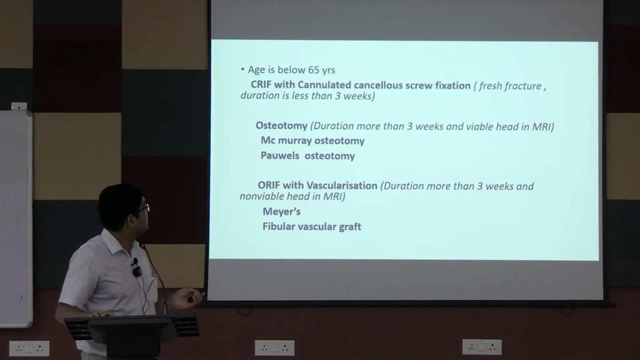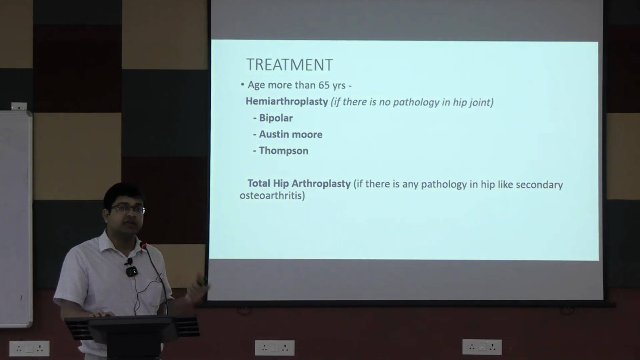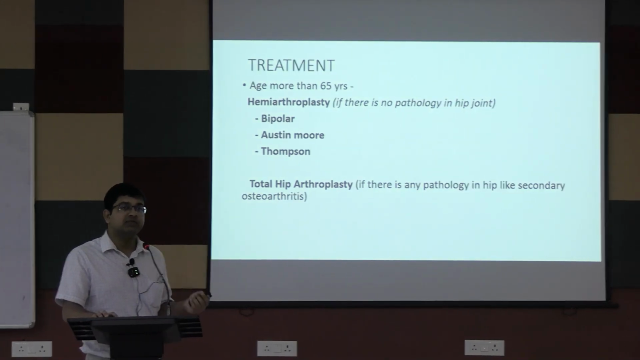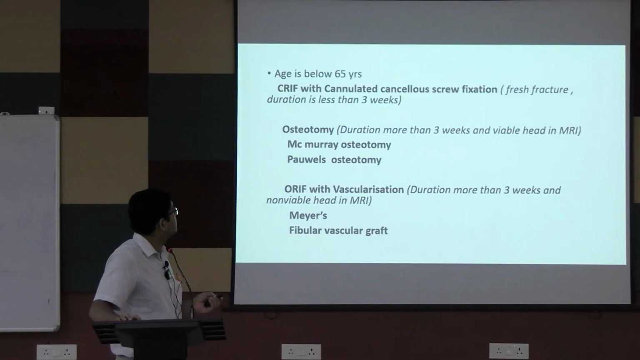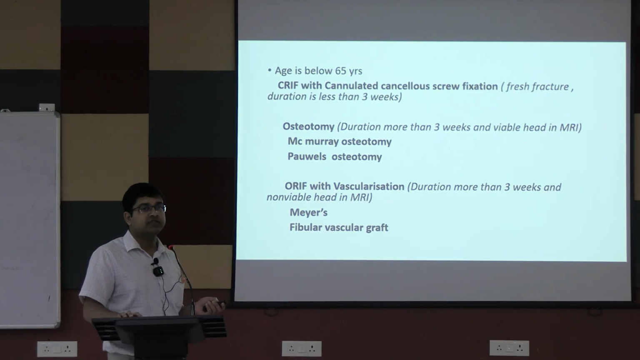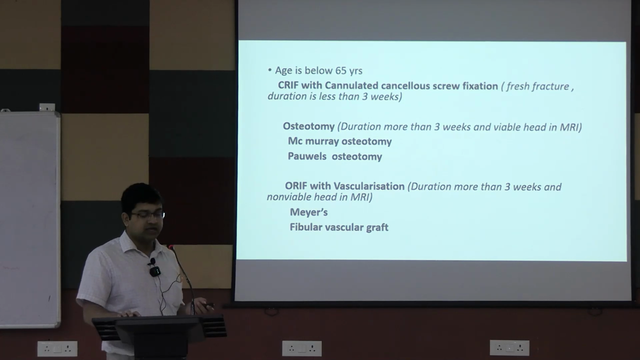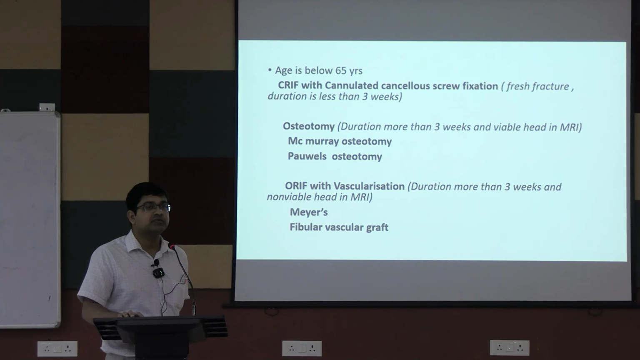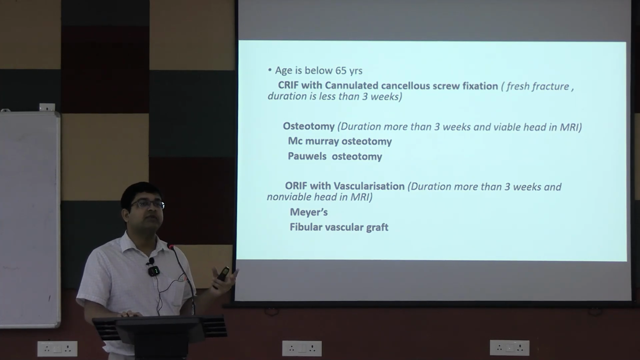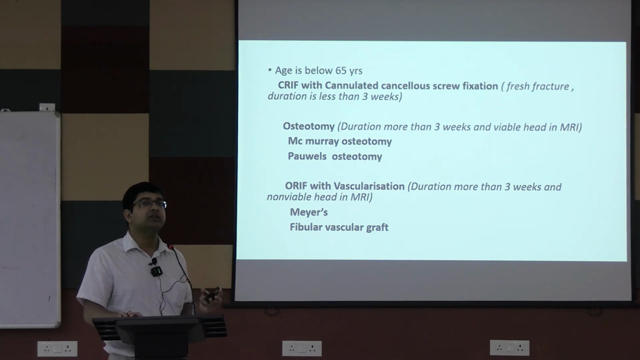So if the age is less than 65 years, and the fracture is fresh and there is minimal displacement or an undisplaced fracture, you can do a CRIF, closed reduction internal fixation, or open reduction internal fixation with a cannulated cancellous screw, ঠিক আছে। But if the fracture is old, if the fracture is more than 3 weeks, 3 সপ্তাহ বেশি হয়ে গেলে নেকের হেডের যে viability সেটা থাকে না। If the fracture is more than 3 weeks old, the viability of the head is lost.